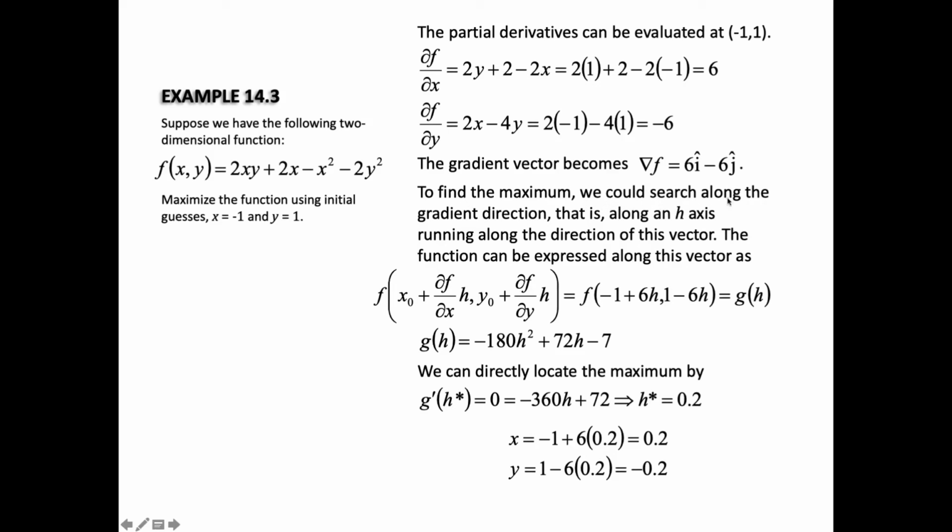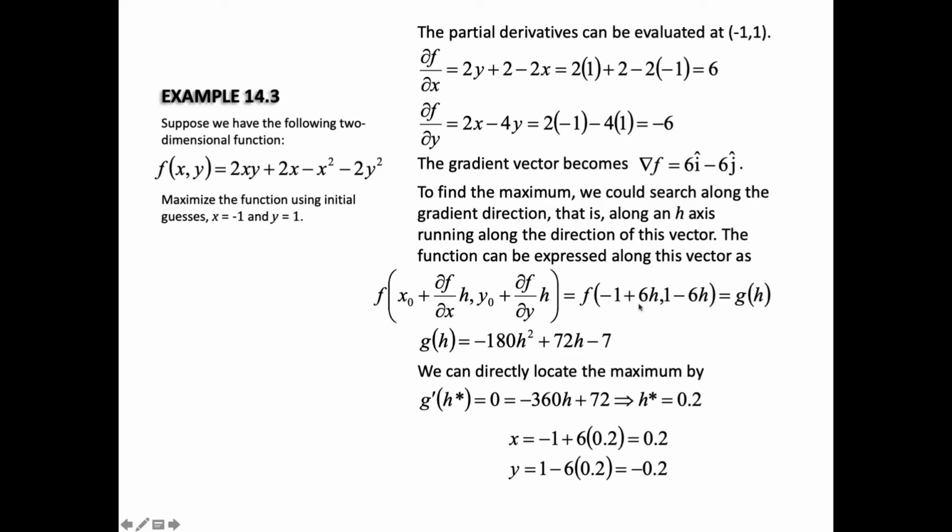To find the maximum, we could search along the gradient direction, that is along an h-axis running along the direction of this vector. So the function can be expressed along this vector as x naught plus partial of f with respect to x times h, and then y naught plus partial of f with respect to y times h. Our x naught is -1, so x equals -1 plus 6h, which is what we find here. And then our y equals 1, so we have 1 minus 6h, which is what we find here.